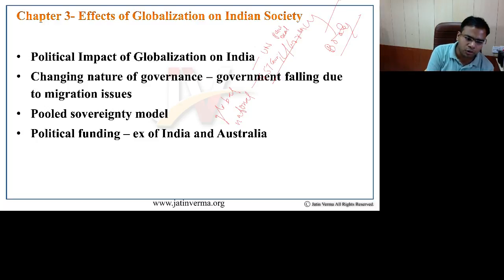So let's move to the next important impact that is happening due to globalization, and that is political funding. This is taken from one of the current affairs topics, and that is why I'm going to talk about India as well as Australia. In India, recently there was an amendment in the Foreign Contribution Regulation Act, which exempted political parties from restrictions on taking funding from outside India.